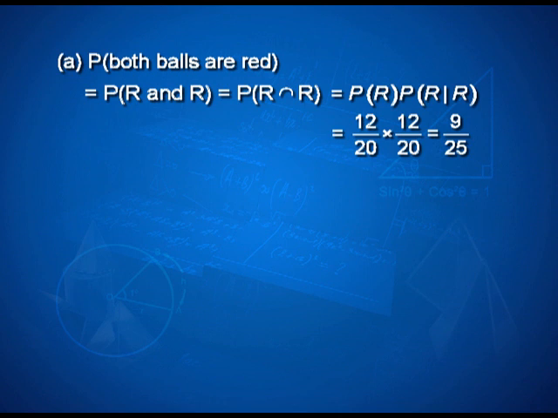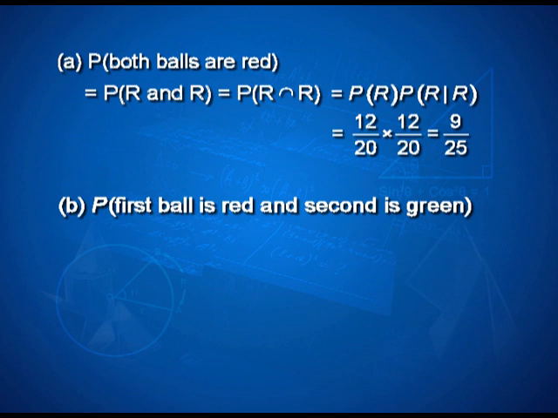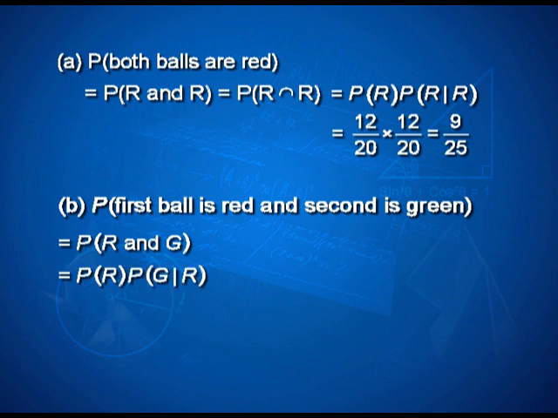So, if I have first as red and second as green, then the probability would be the probability of R and G, which is the probability of R into the probability of G given that R has happened, resulting in 12 by 20 into 8 by 20. The total possible outcomes are 20, 8 are favorable for green, and that simplifies to 6 by 25.